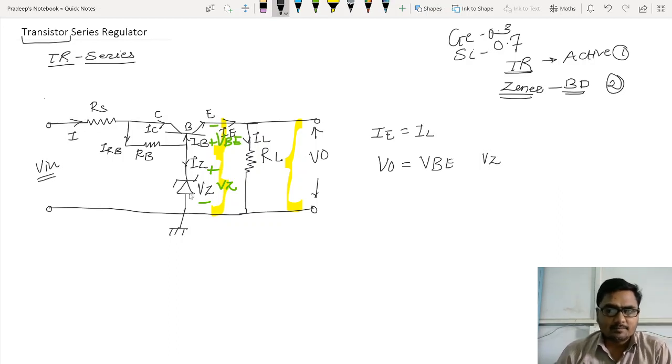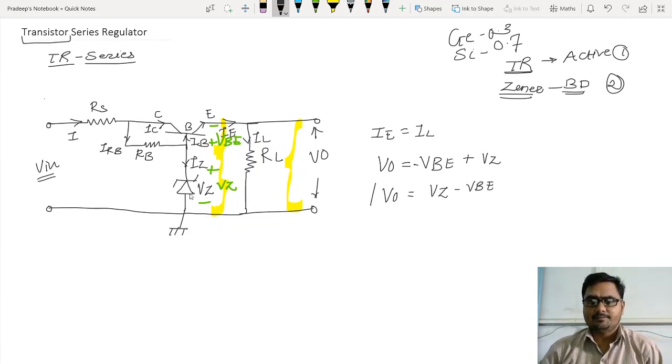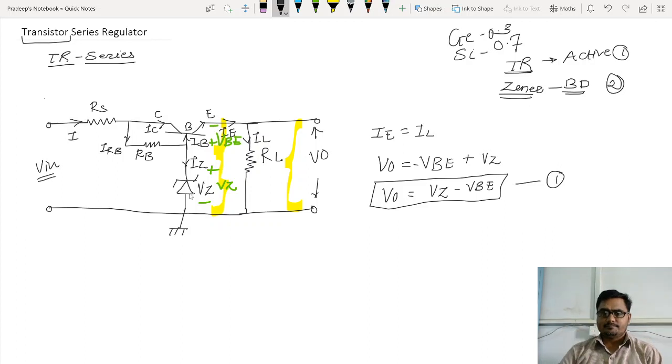Output voltage will be now minus VBE plus VZ. Look at this, minus VBE plus VZ, or simply I can rewrite it as VZ minus VBE. This is a very important equation, VZ minus VBE. Call it equation number 1. Output voltage is equal to Zener voltage minus base to emitter voltage. Transistor is in active region, Zener diode is in breakdown region.